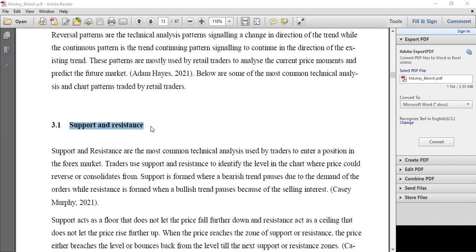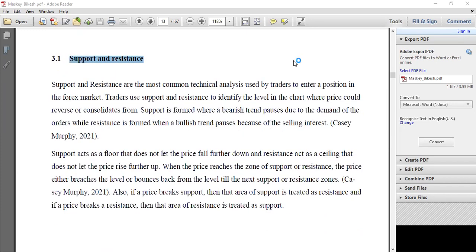All right, support and resistance. So let's look at it. Support and resistance are the most common technical analysis tools used by traders to enter a position in the forex market. Traders use support and resistance to identify the levels in the chart where price could, please take note of these keywords, reverse or consolidate from. So simply know that the two useful action words we'll be getting ourselves acquainted with are where price could reverse or consolidate from.